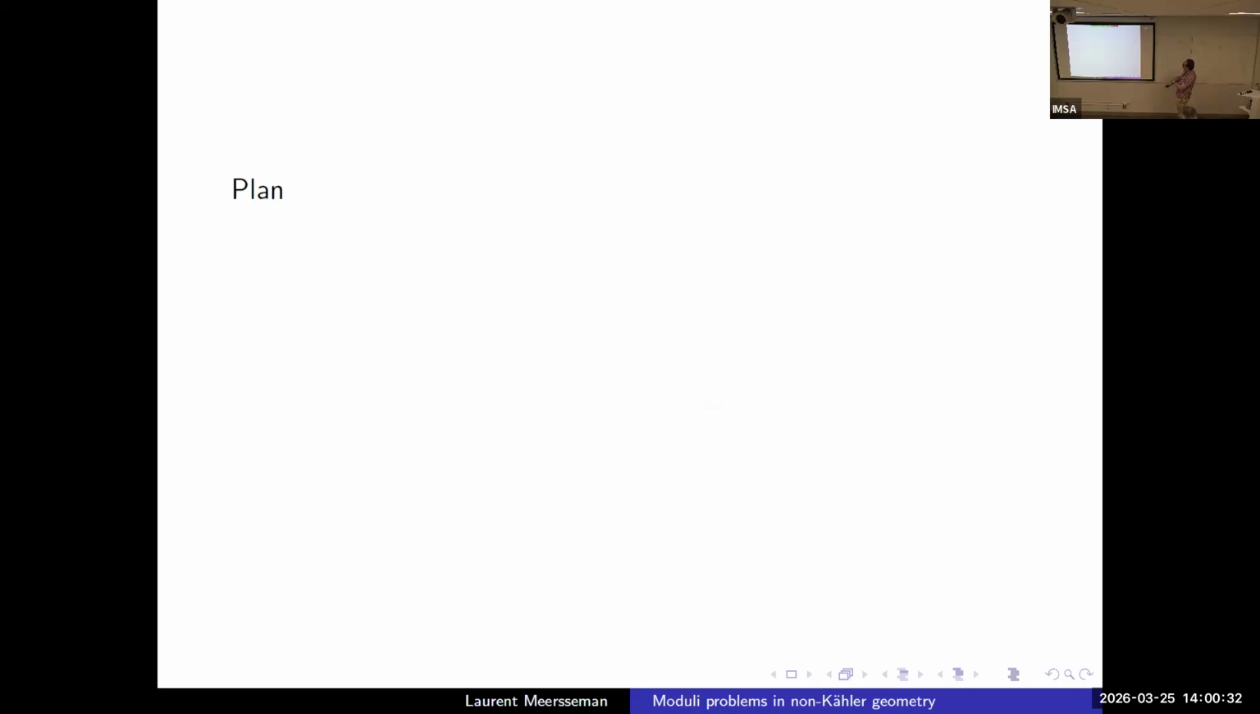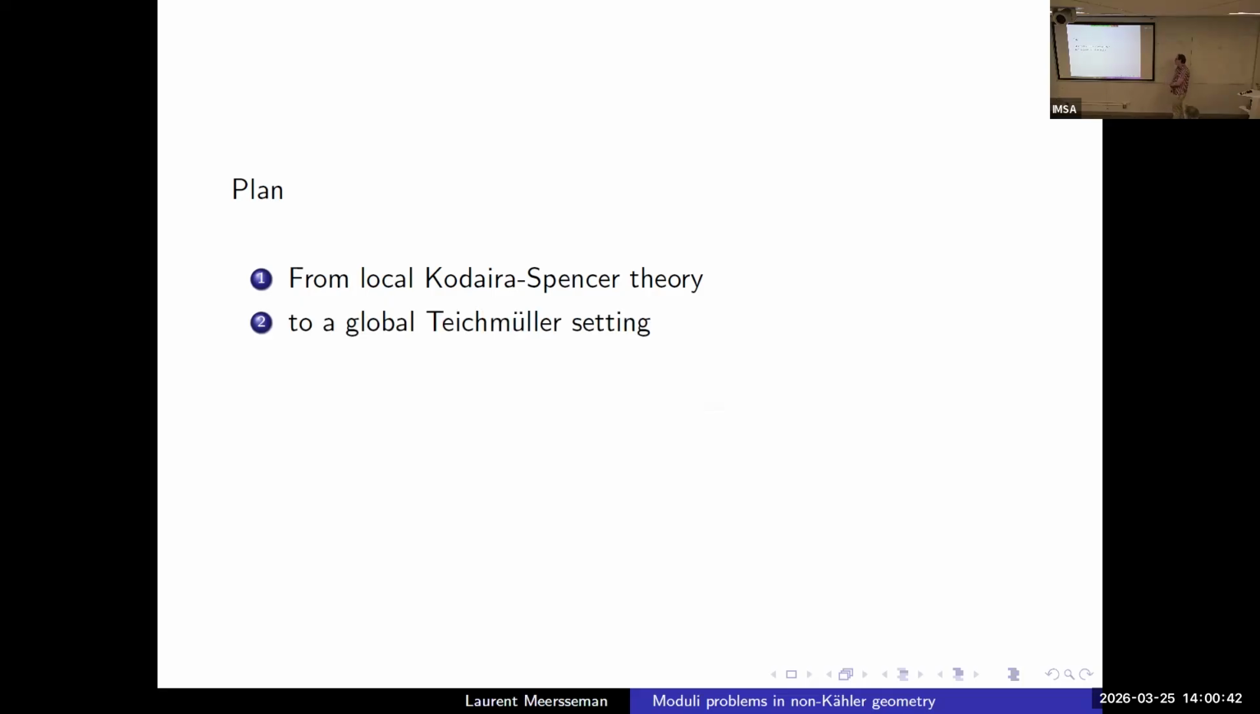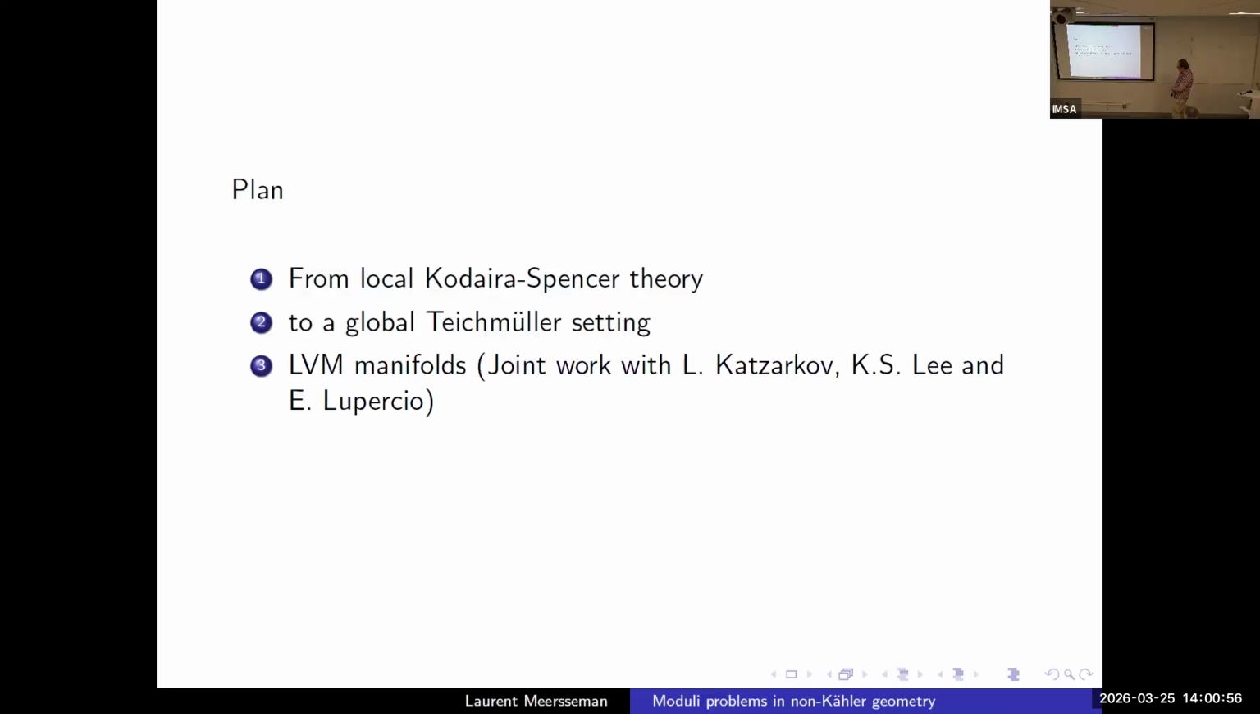Okay, so the plan today is to explain how to pass from local Kodaira-Spencer theory to a global Teichmüller-flat setting, which is adapted to non-Kähler manifolds. This is really what I have in mind, dealing with moduli problems for non-Kähler manifolds. And then I will talk about an example, and this last part is joint work with Lupercio, Katzarkov, and Meersseman.